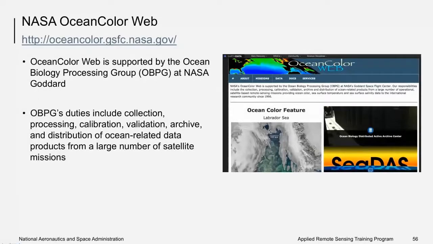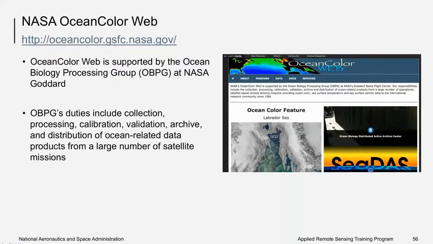You've already seen the level 1 and 2 browser from NASA Ocean Color Web. NASA's Ocean Color Web is supported by the Ocean Biology Processing Group, or OBPG, at NASA's Goddard Space Flight Center. Think of it as a go-to resource for data processing tools, and an enthusiastic community of researchers.